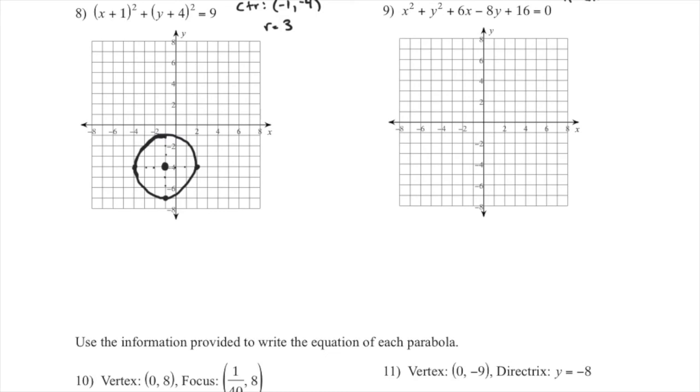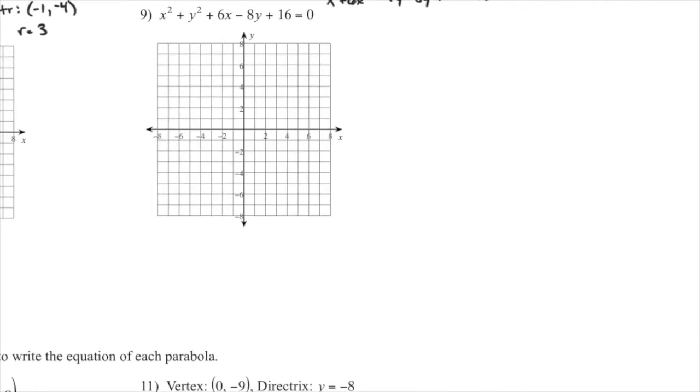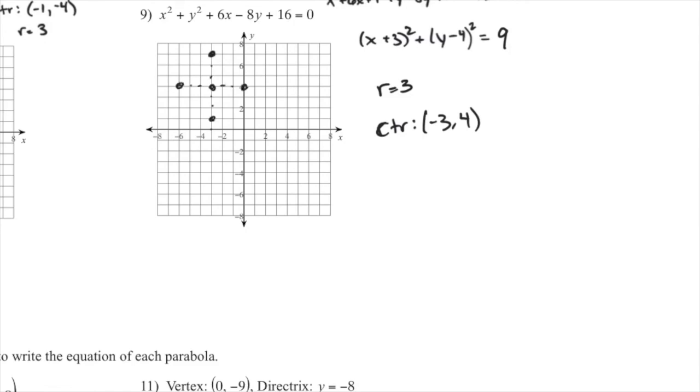On number 9, you're actually going to go through and work out the completing the square components here. I didn't do all the work, right? You can see the previous example for that, but it's half of 6 and half of -8, so you're going to plug it in and work that out. You're going to get -3, 4 as your center, and R is 3. Here again, do the same thing and draw through that. And that's it.